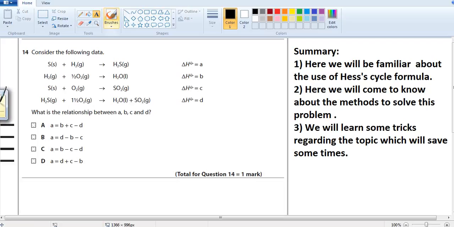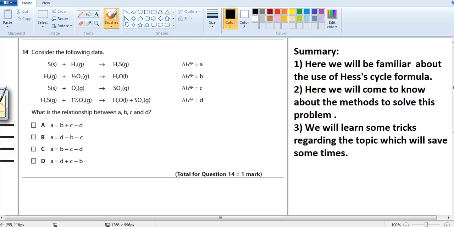All right, so in this question, question number 14, it says consider the following data. These are the data given. These are all the reactions. The question says what is the relationship between A, B, C, D. Okay, the options are also given.